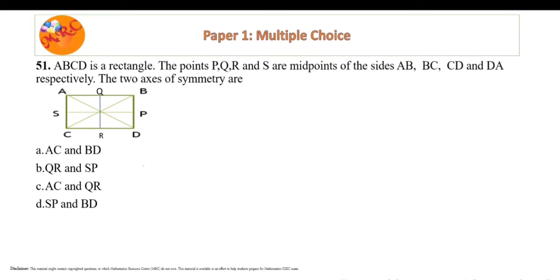ABCD is a rectangle. The points P, Q, R, and S are midpoints of the sides. So Q is the midpoint of the side AB, half of AB. P is the midpoint of BD. R is the midpoint of DC or CD. And S is the midpoint of AC.